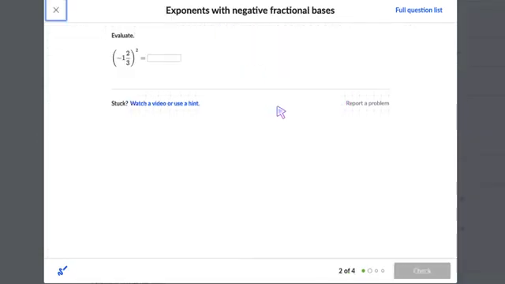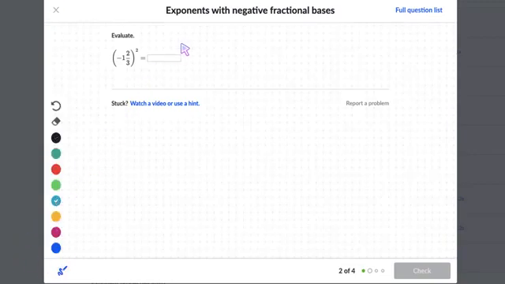Let's work on some examples with exponents with negative fractional bases. This one is very interesting. We haven't covered what to do when you have a mixed number as your fractional base. So go ahead and pause the video and see if you can solve this on your own first.